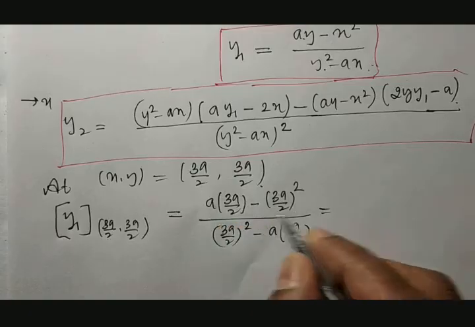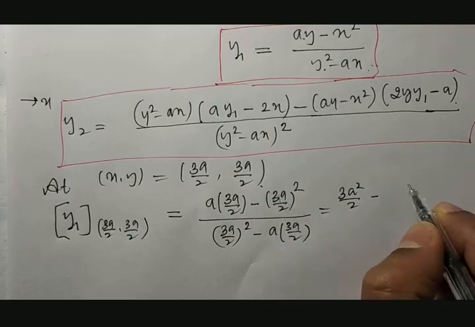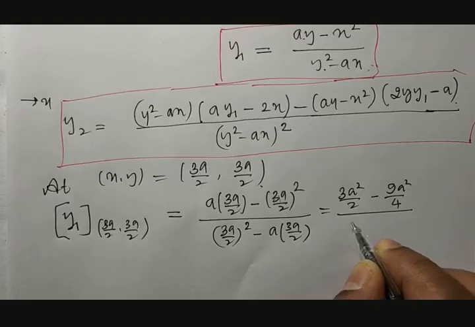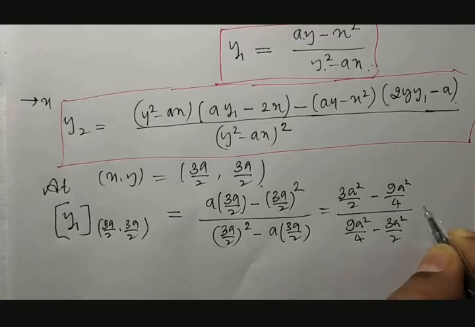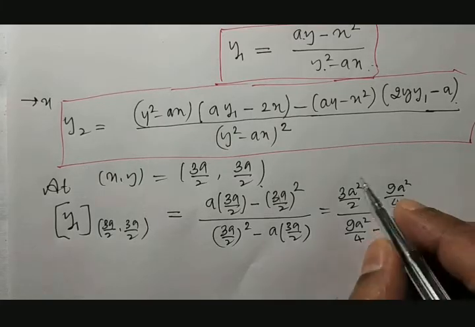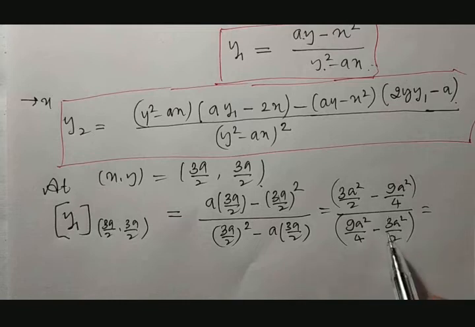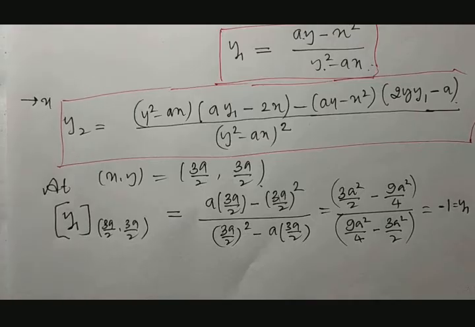That is nothing but a into a square, so 3a square by 2 minus 9a square by 4, divided by 9a square by 4 minus 3a square by 2. If you see these terms, both the terms are the same irrespective of sign. When taken common, it becomes minus 1. So the value of y1 is minus 1 at the given x and y.